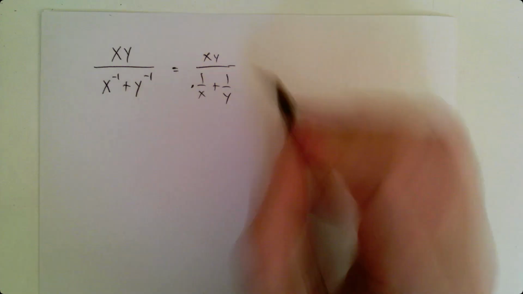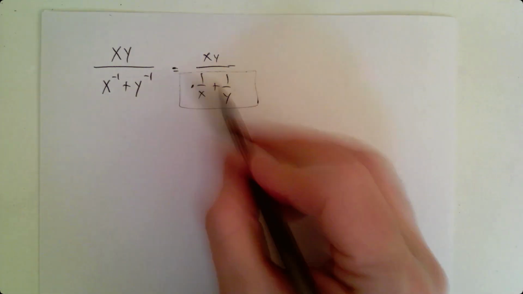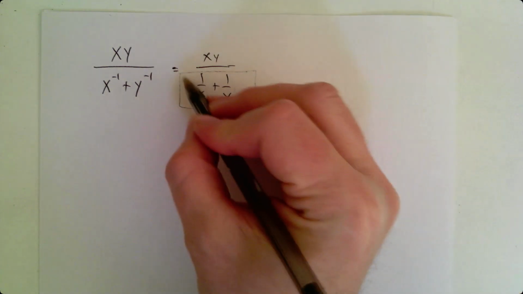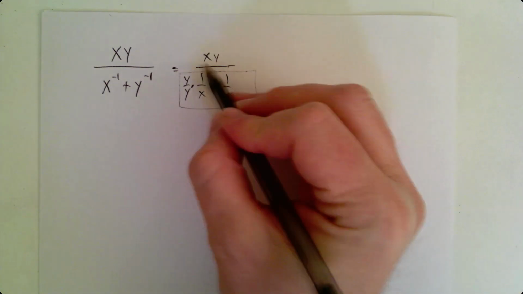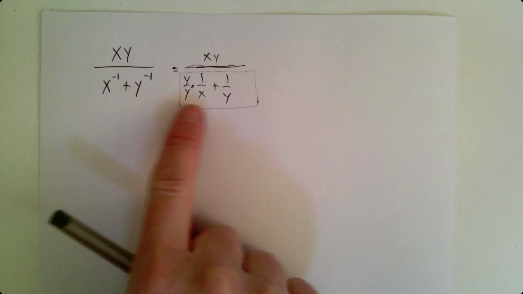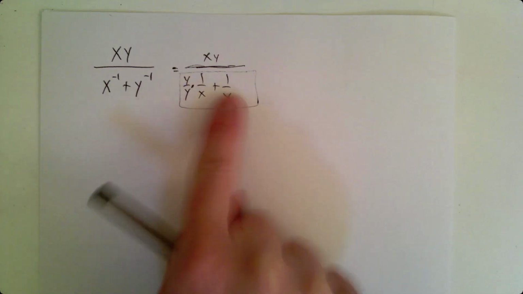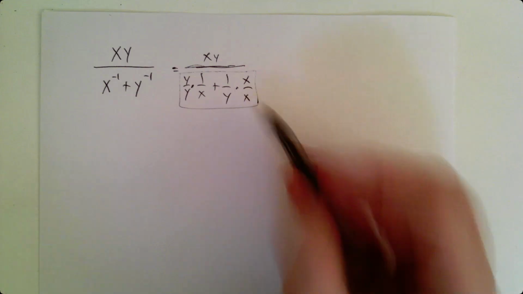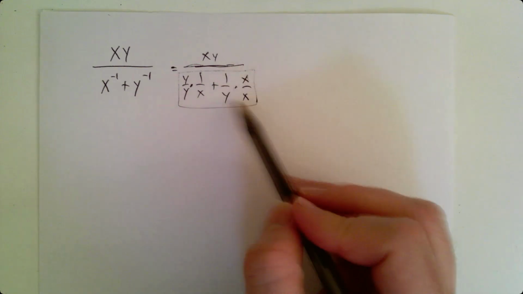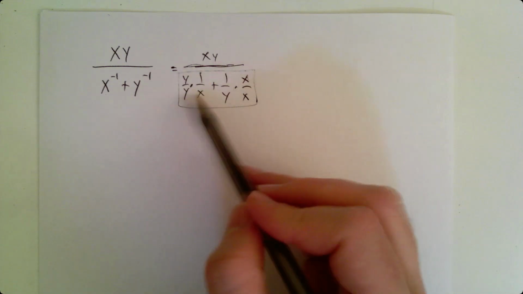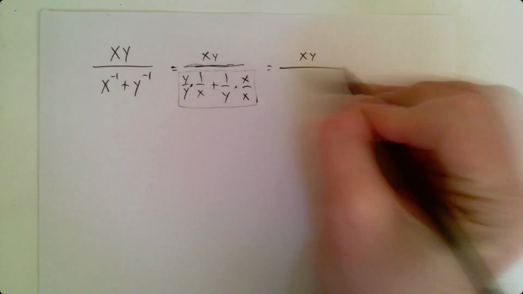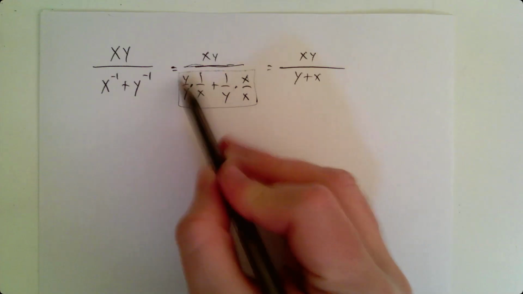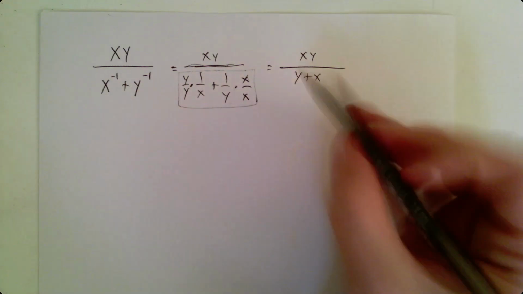So one thing I could do would be to try and combine these two by giving them the same denominator. So here I could multiply it by y divided by itself. The reason being is because I need this denominator to match this one over here. And then for the same reason, I'd multiply x over itself. So now this term has an xy denominator, that term has an xy denominator, and so I can combine them together.